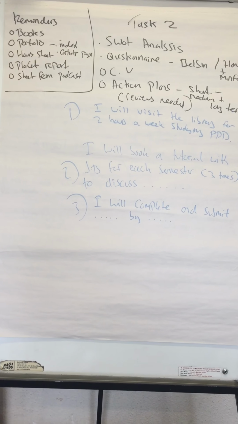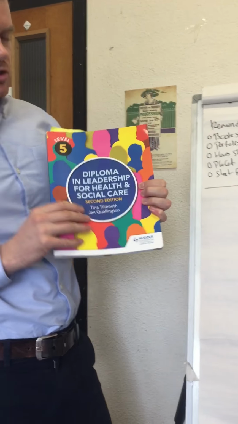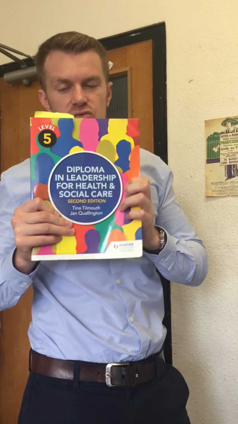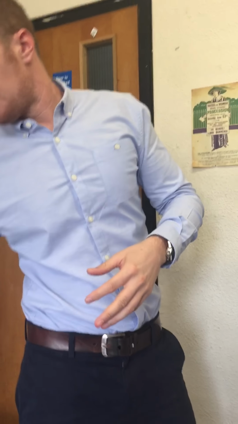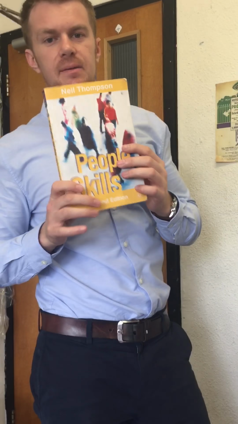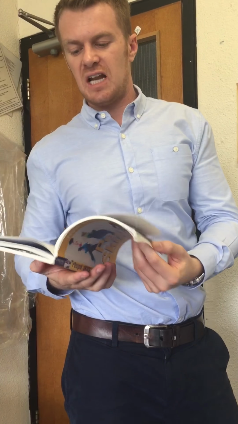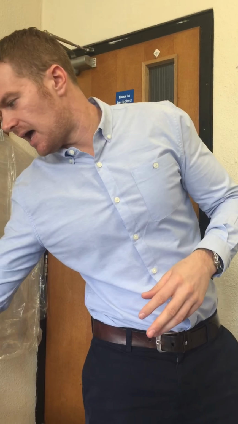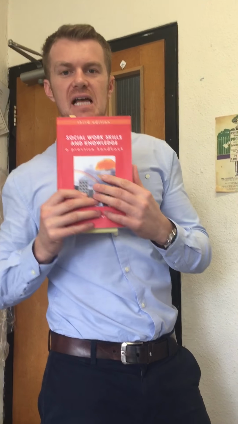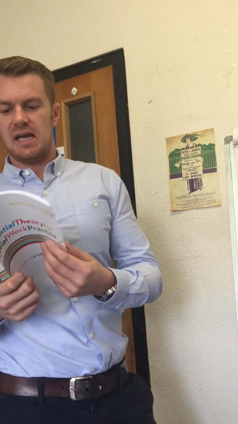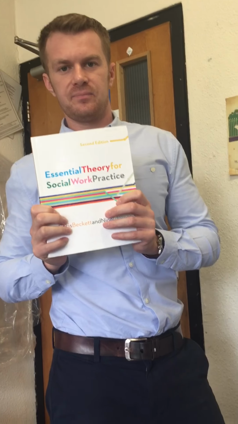And just looking at some of the books that will help you for this module, we've got the Diploma Leadership in Health and Social Care, which is absolutely fantastic. It's really, really good, so please use this if you've not used it already. People Skills, we've got these in the library. It's got everything about personal professional development. Very, very easy to use, so you can have this one as well. Pamela Trevithick, fantastic. It's all about practice skills. And also Chris Beckett and Horner looking at theories for health and social care as well.